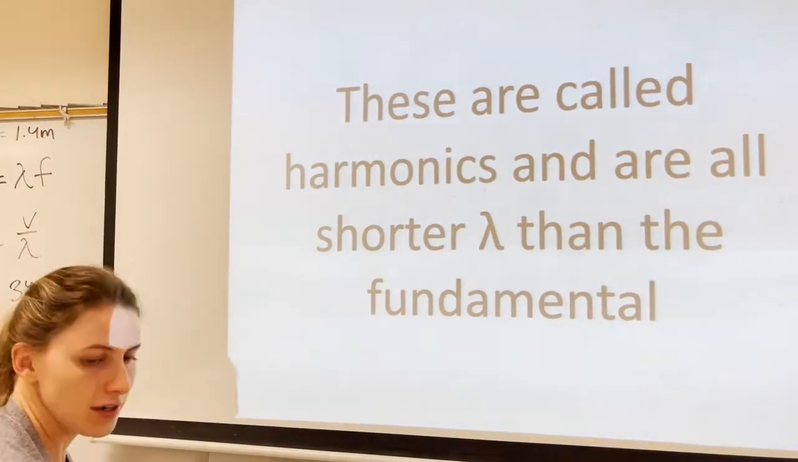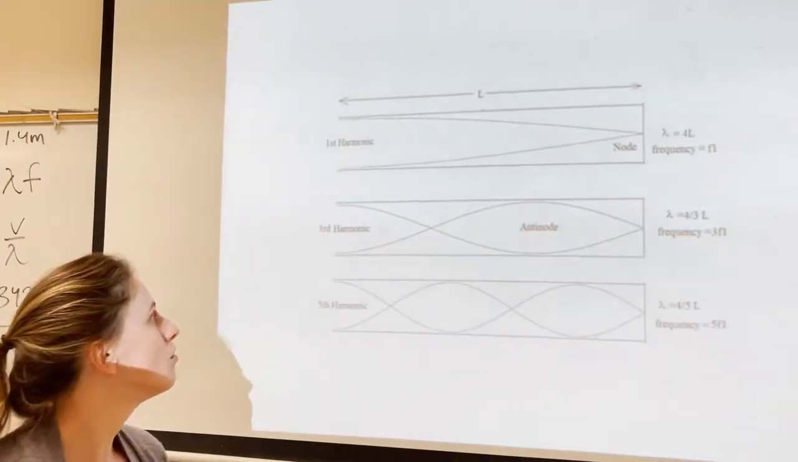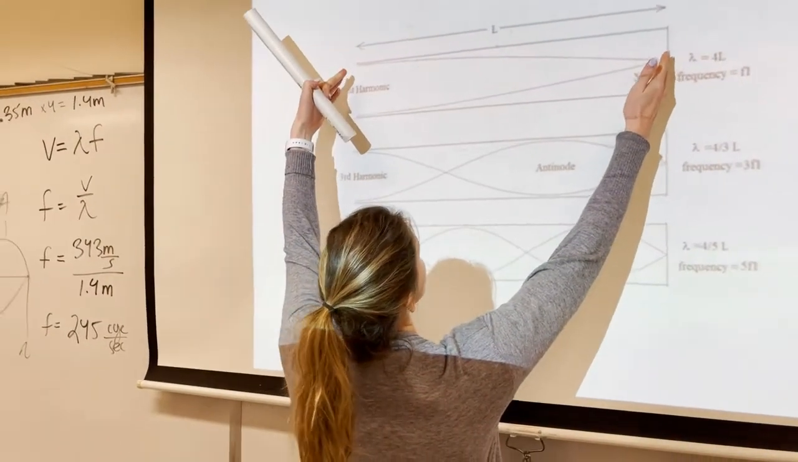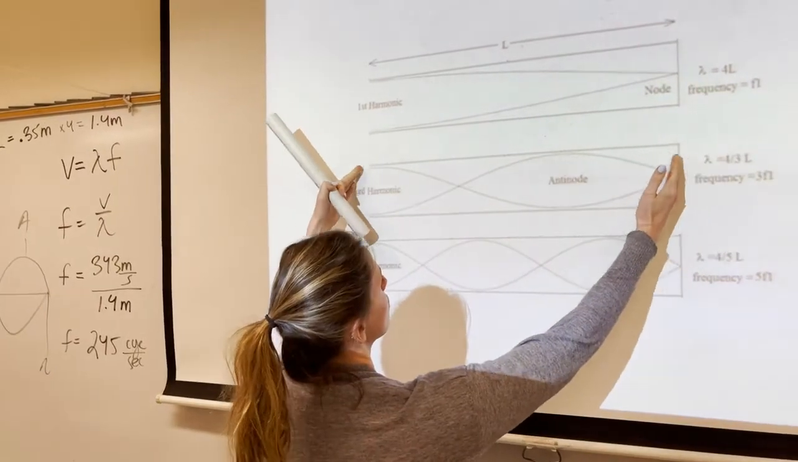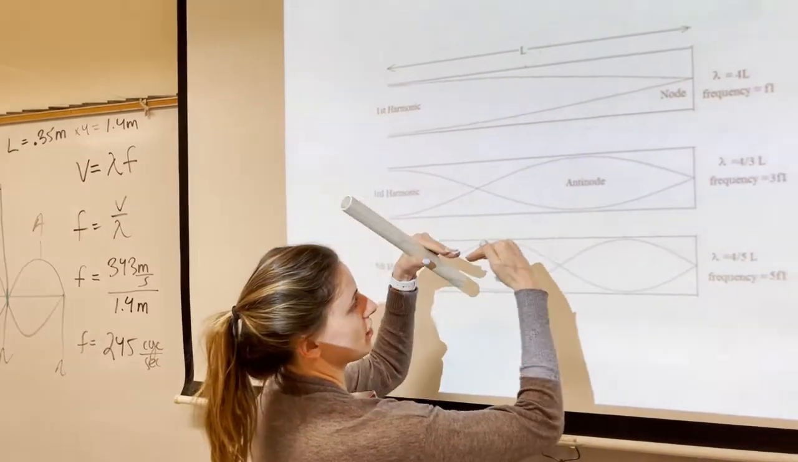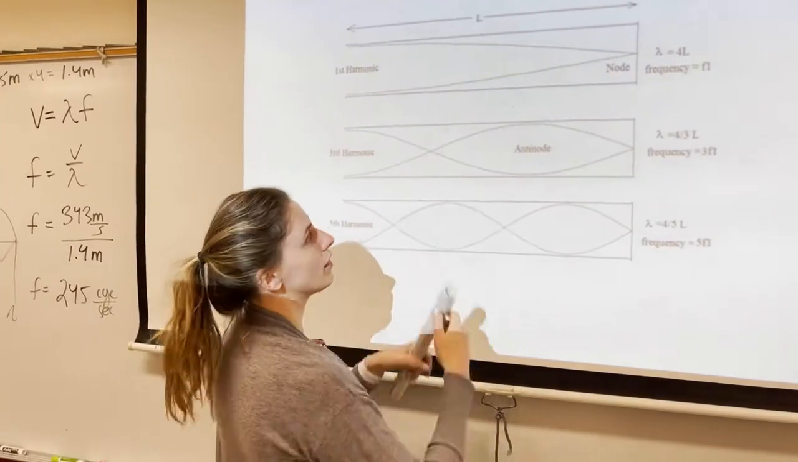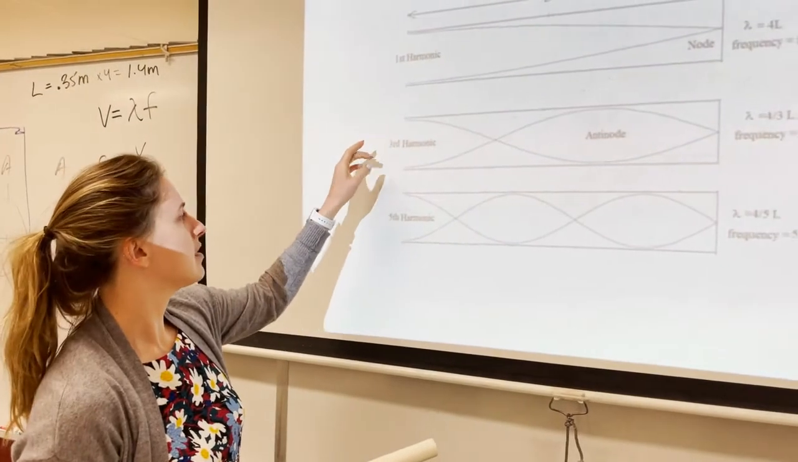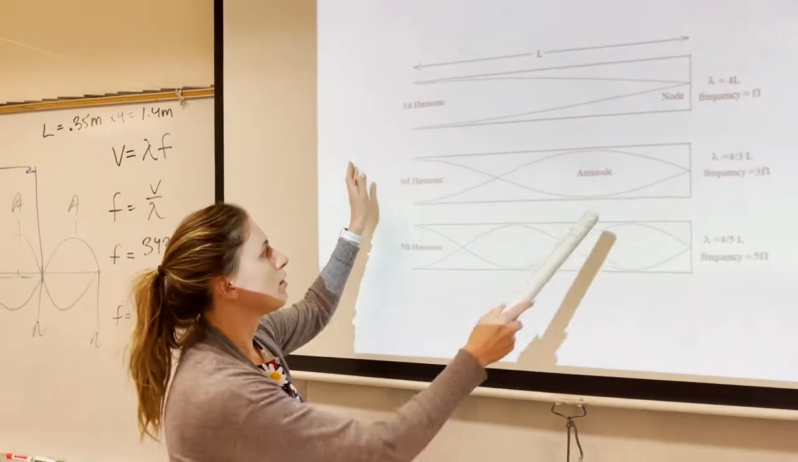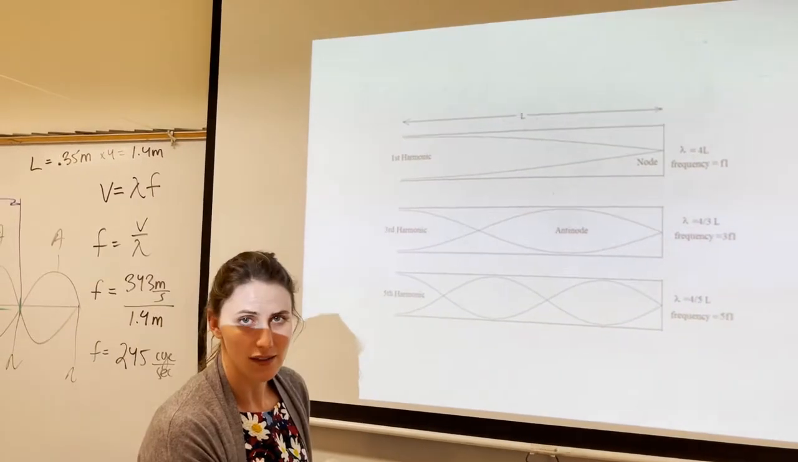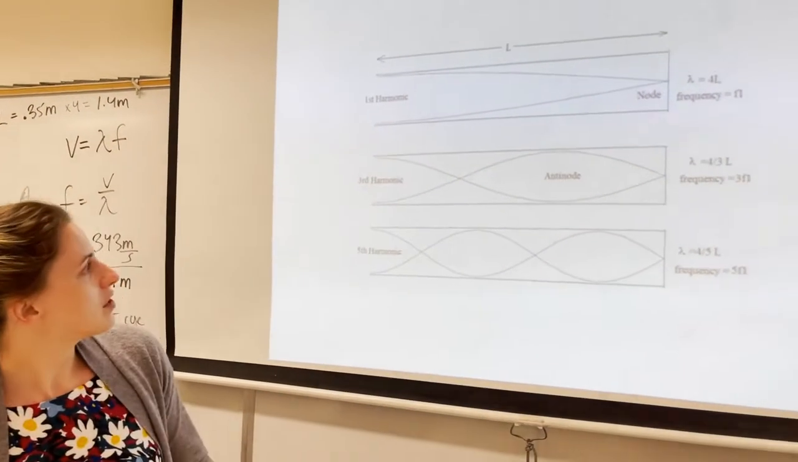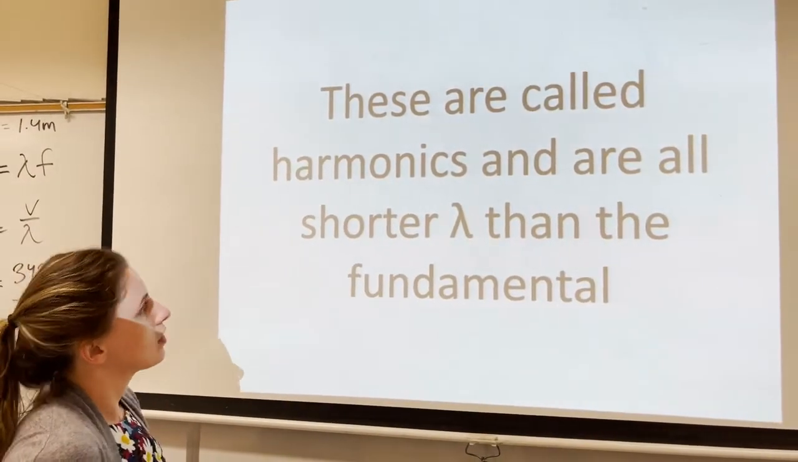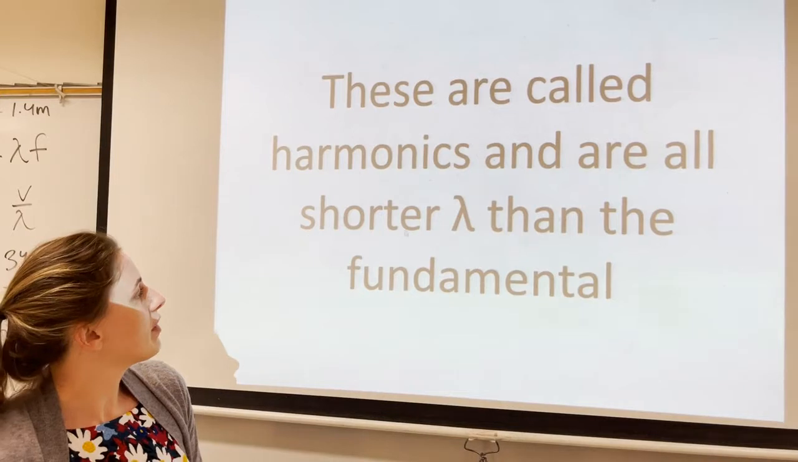You can see that this wavelength is going to be longer, and there are more waves being squished in here. The wavelengths are getting smaller, and the frequencies get higher. Before I said that the more wavelengths you fit in here, it's not going to affect the sound. It does affect the sound. But the loudest one you hear is the first one. These are called harmonics, and they're all shorter wavelength than the fundamental.